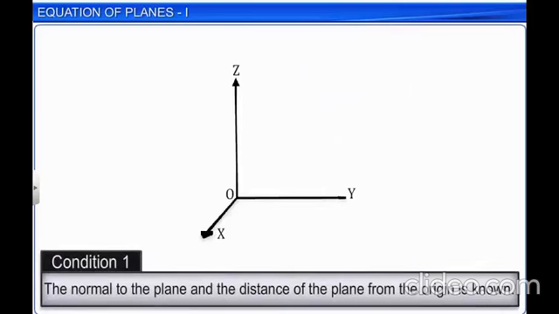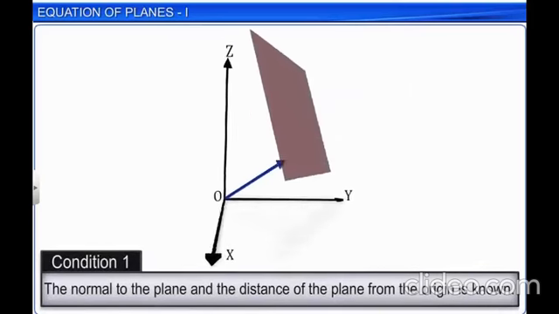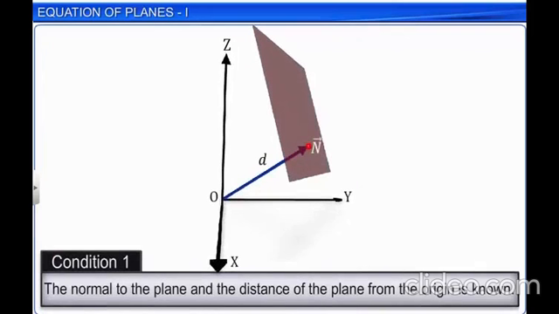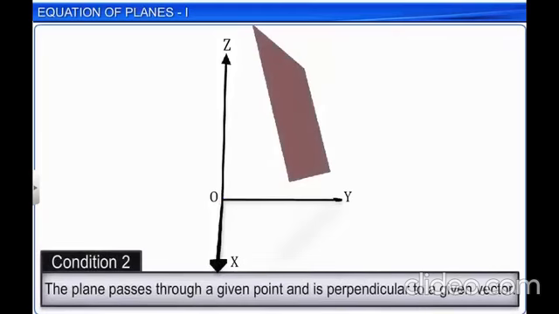We can determine a unique plane if we know the normal vector n to the plane and the distance d of the plane from the origin. The equation of the plane, in this case, is called the normal form of the plane. We can also determine a unique plane if the plane passes through a given point P and is perpendicular to a given vector n.